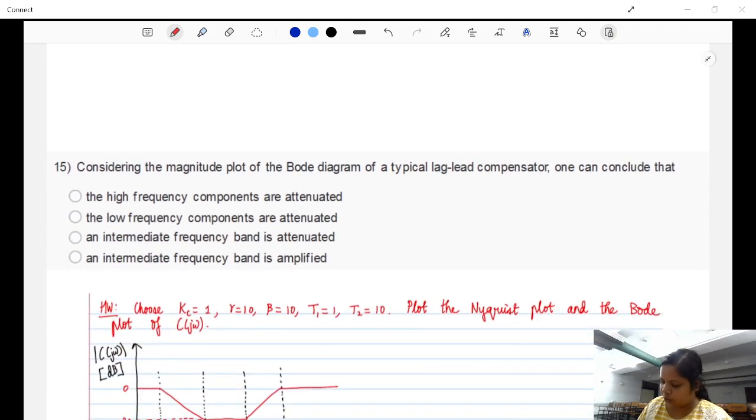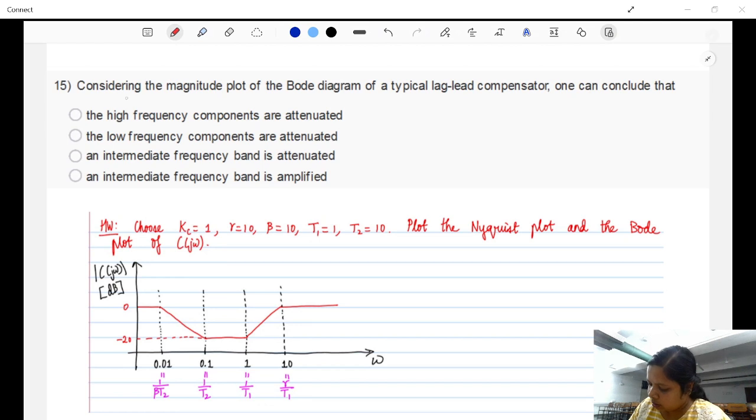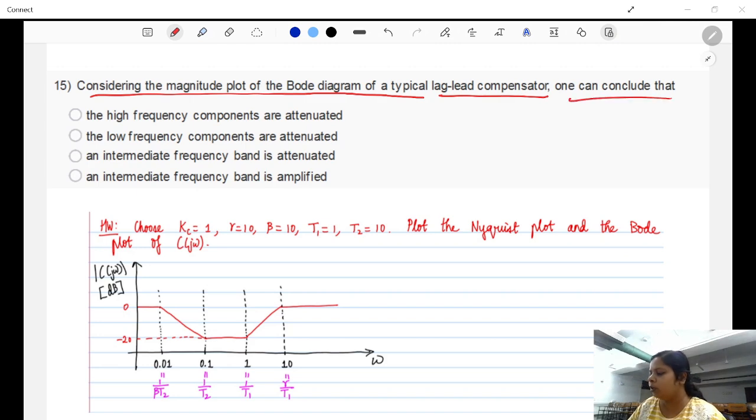Okay, moving on to the last question. Considering the magnitude plot of the Bode diagram of a typical lag lead compensator, one can conclude that... We had a sample example in the lecture that was already delivered to you by the professor. In that example, you could easily see how both lead and lag compensators are helping in attenuation. The lag compensator is actually helping in attenuation at higher frequencies, and the lead compensator is really helping you to increase the bandwidth of the system.